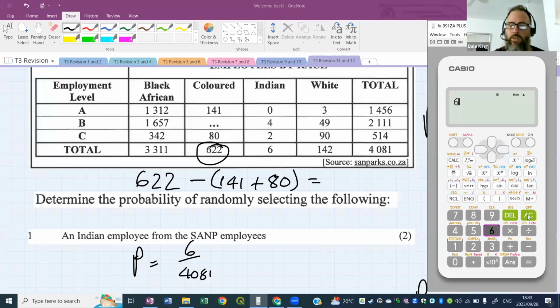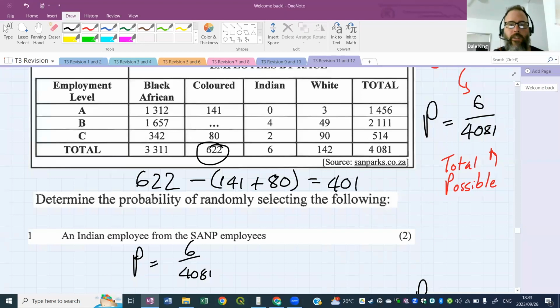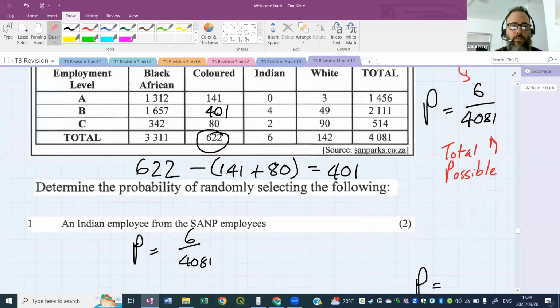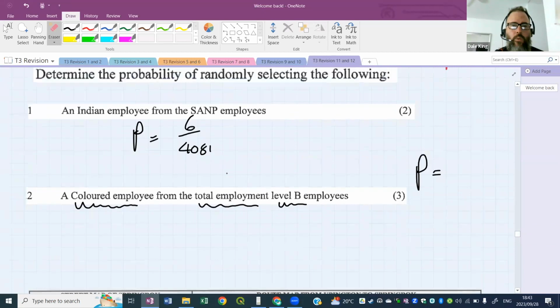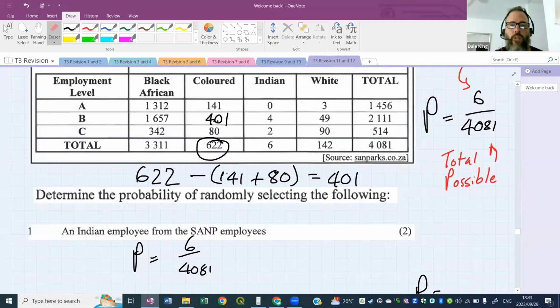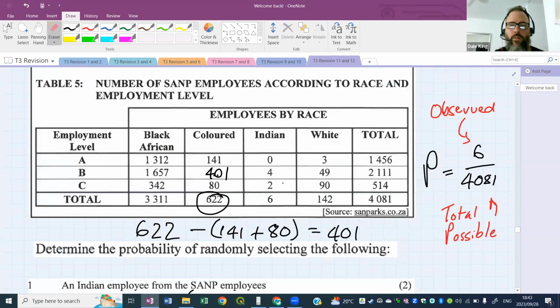So it is 622 minus, guys, don't freak out about the brackets. I just like to use brackets. It helps my brain to compartmentalize. All right, so 401. So this is 401. All right, Ben, so the question is, what's the probability of a colored employee from all the total employees from level B? So what will the fraction be?